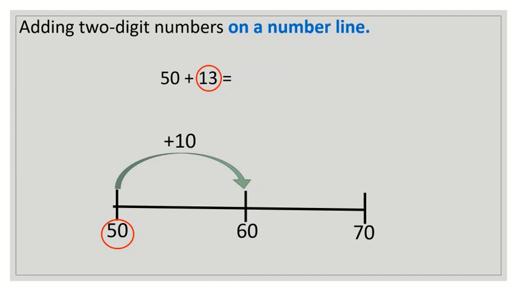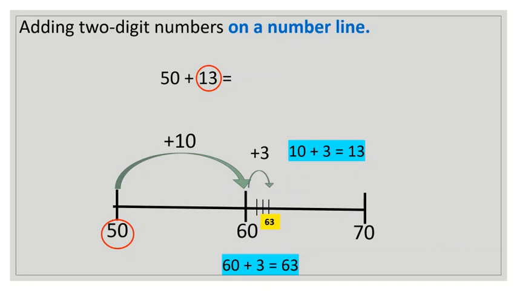And how many ones do I have? 3 ones. Yes. So I will skip 3 ones on the number line. By skipping 3 more ones I reach the number 63. 10 plus 3 equals 13, which means 50 plus 13 equals 63. Or you can add the tens first, and by adding tens first you will get the number 60 and then add ones to it. So 60 plus 3 equals 63.